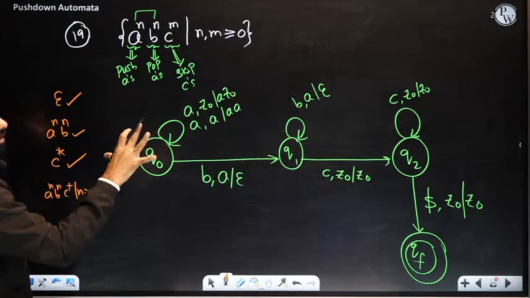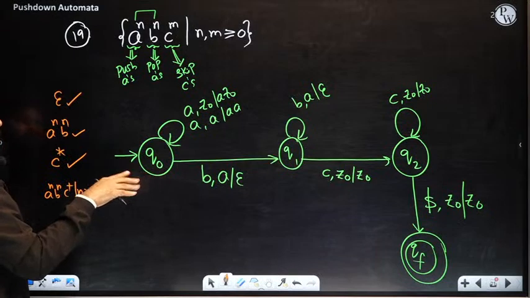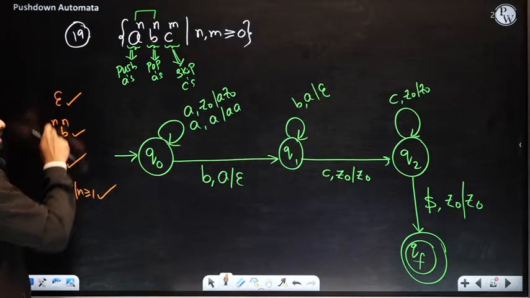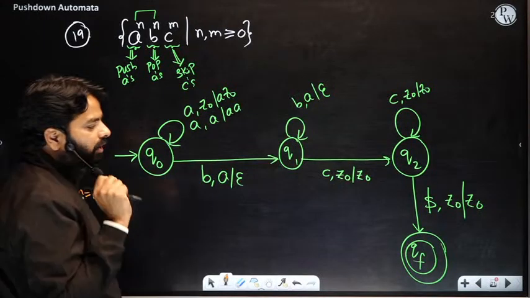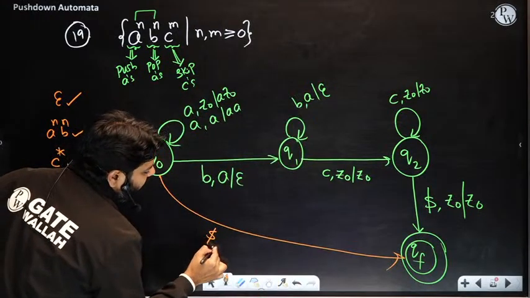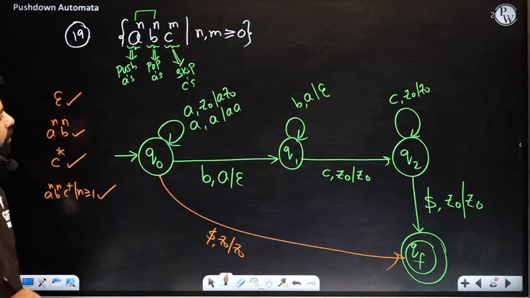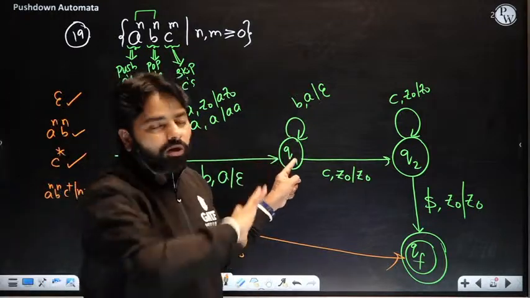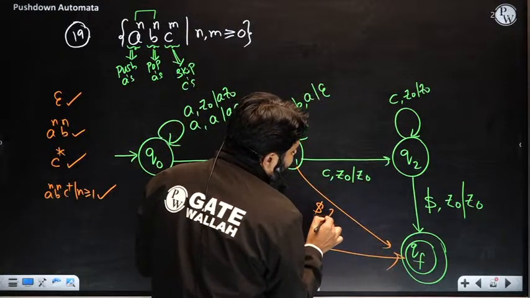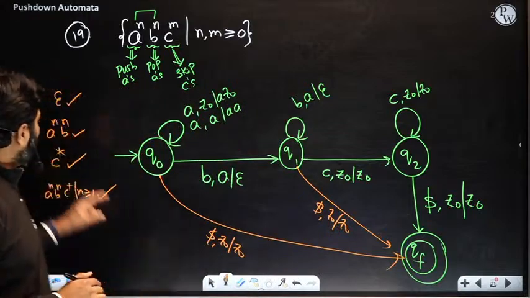Now only epsilon is not covered. Only A's and B's are not covered. So epsilon is anyhow covered here. Here also covered, right? So now this combination should be taken care of. How? Epsilon, how do you accept? From Q naught, you need to go to final when dollar comma Z naught comes. This is to accept epsilon. Now A's followed by B's without C is also valid. So here dollar comma Z naught means A's and B's are equal, but no C is coming. Then go to final. Now this one is done.